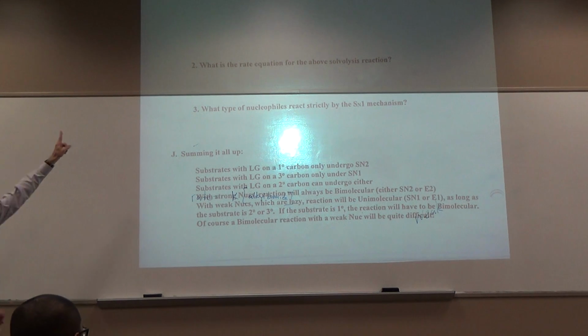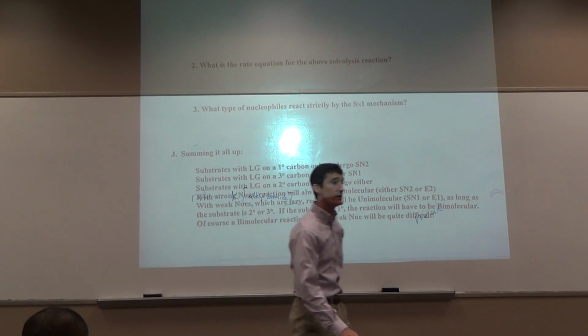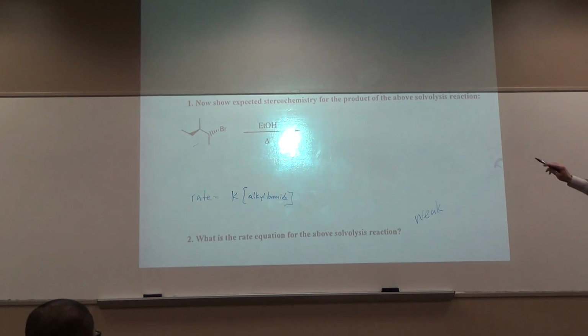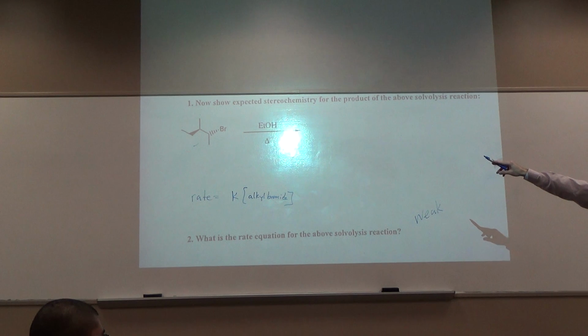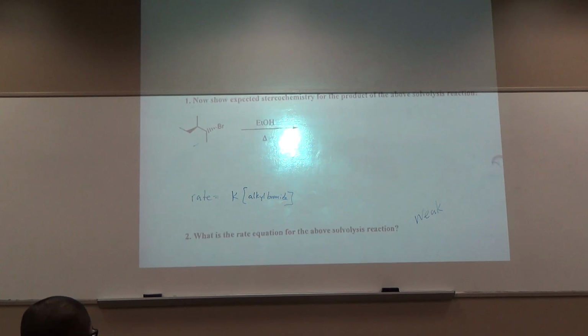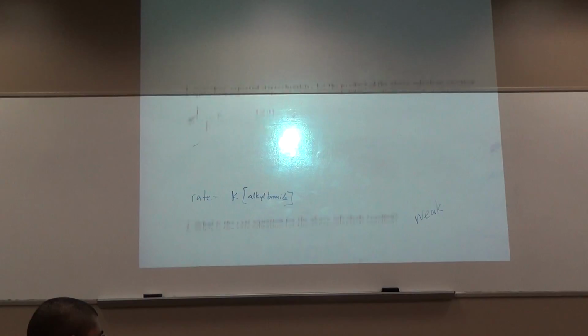For example, up top, the reaction up top, the leaving group is on a secondary carbon. You could theoretically do either, but how do we know it's SN1? Nucleophile. It's a weak nucleophile. And if we see the outcome and we see rearrangement products, we know it's also SN1. Now, if you're not given much information, you'd have to say, well, they could do either.